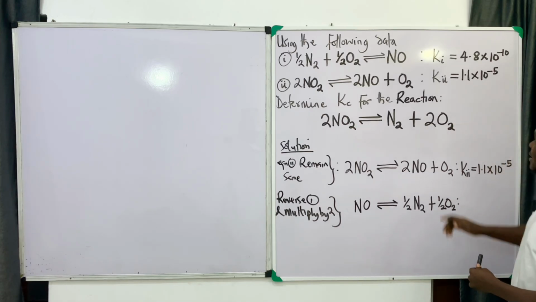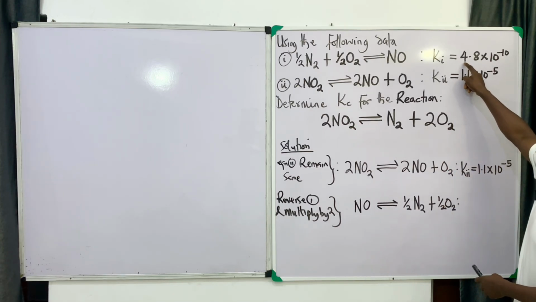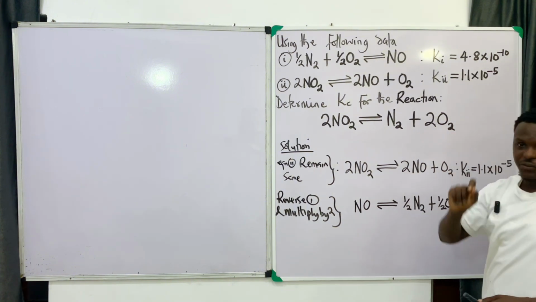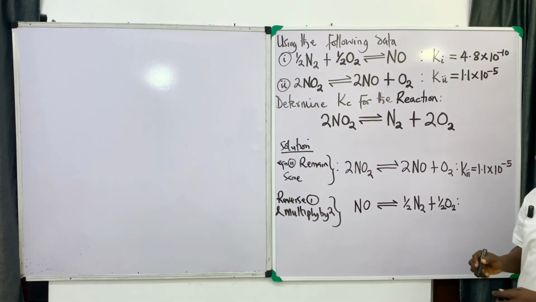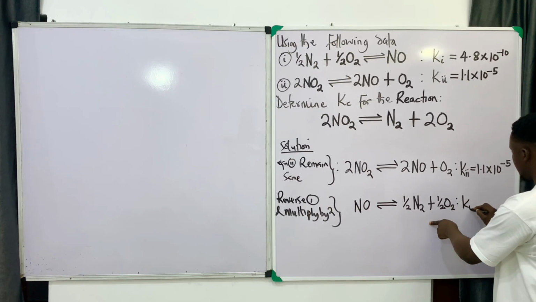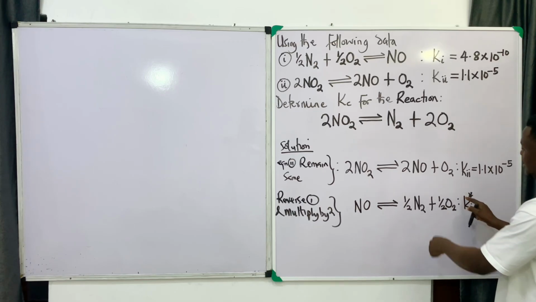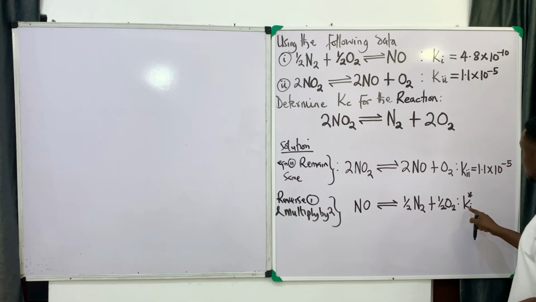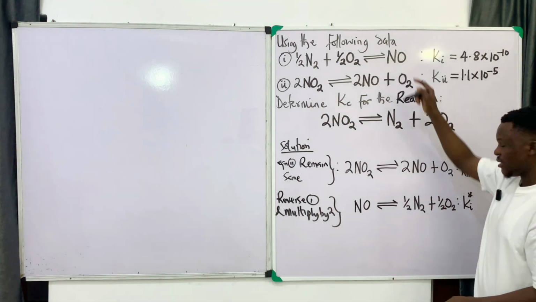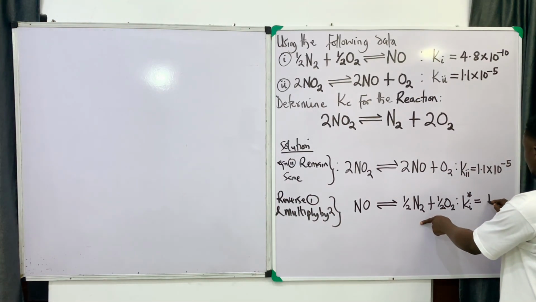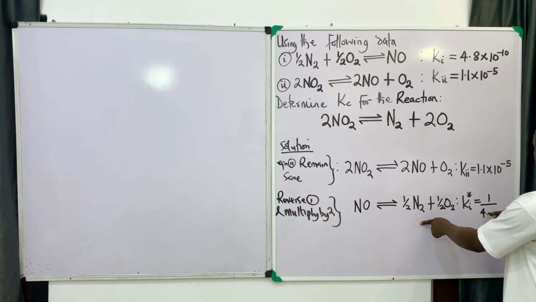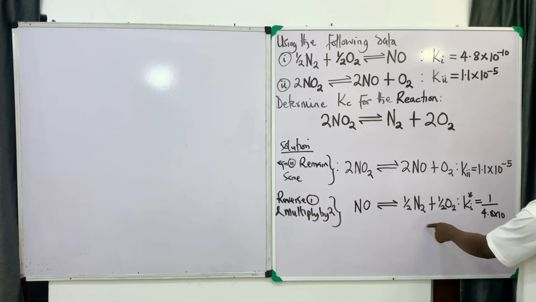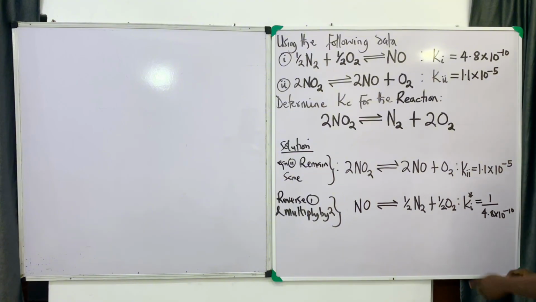Class, remember, anytime you reverse an equation, the equilibrium constant, you have to take the reciprocal of that guy. All right. So I'll say K1. Since I've tampered with it, I'll put an asterisk here to show that it is no longer the same thing as what we have here initially. This becomes equal to 1 all over 4.8 times 10 raised to the power of minus 10.